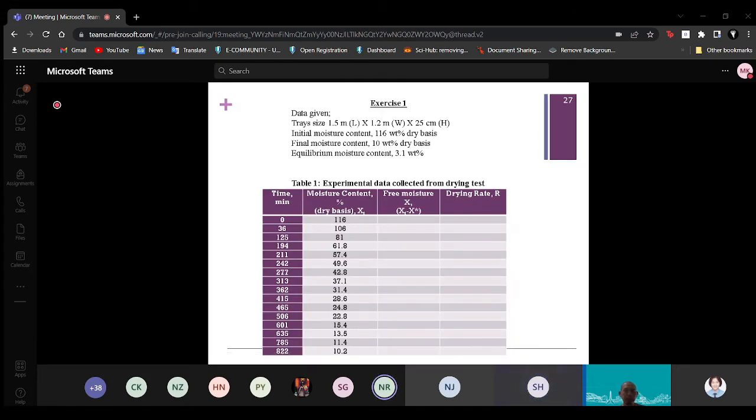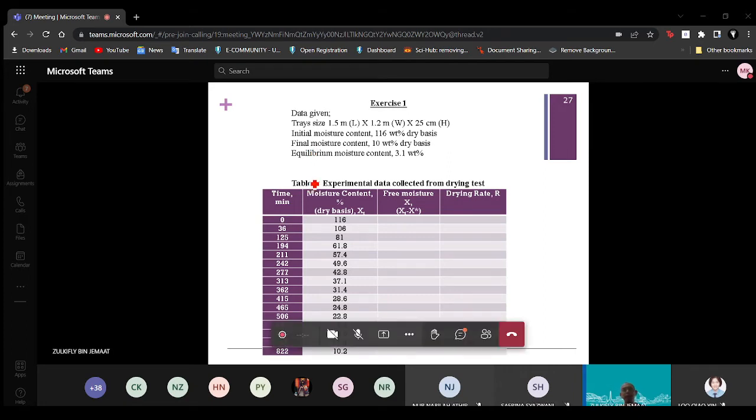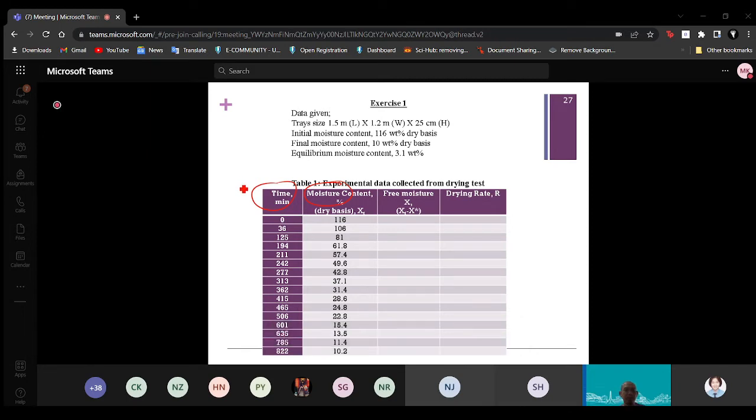Okay, so this one, you have tray size, initial moisture content. Let me explain later on about this. So first plot this graph. Okay, so what graph do you need to plot? Of course, it's basically this graph, moisture content versus time.